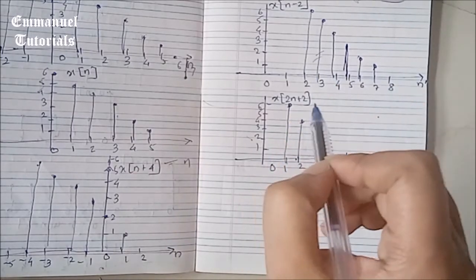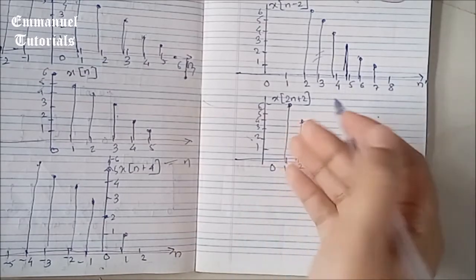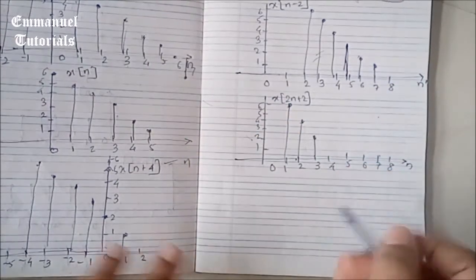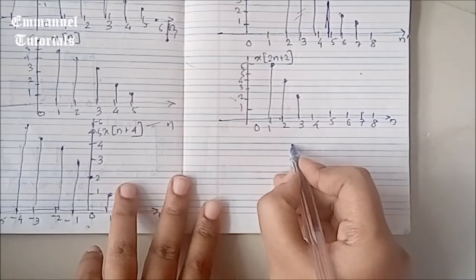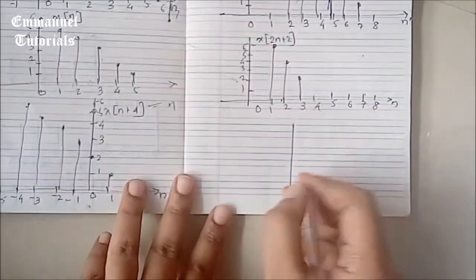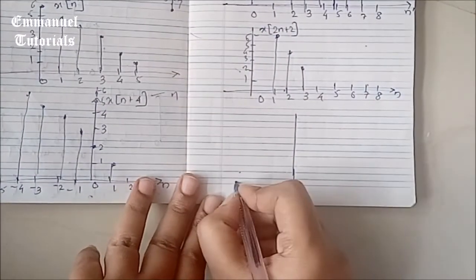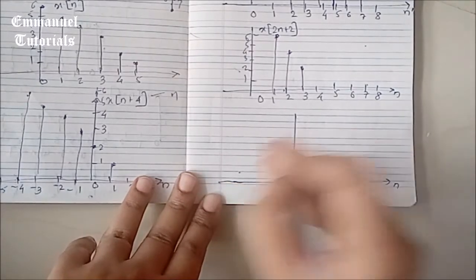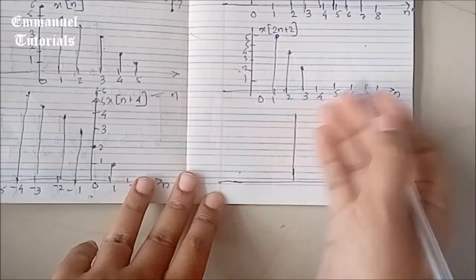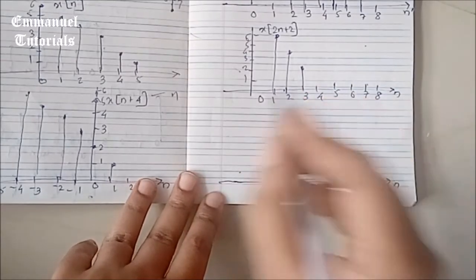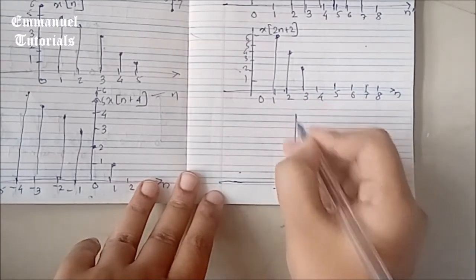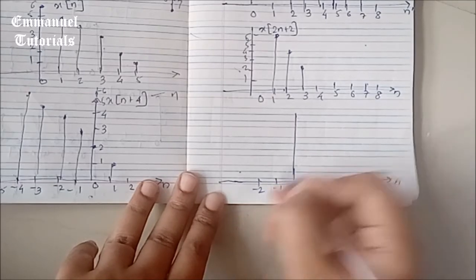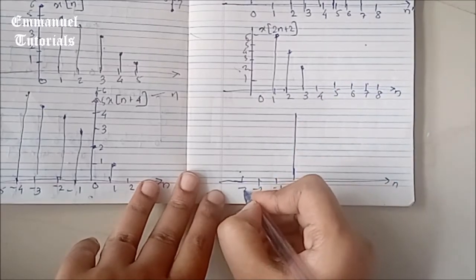Now we remain with only one more operation, which is time reversal. Just mirror it around the y-axis. So again we move the axis to the center for easier visibility. Now we know our signal at 1 will appear at -1, signal at 2 will appear at -2, signal at 3 will appear at -3.